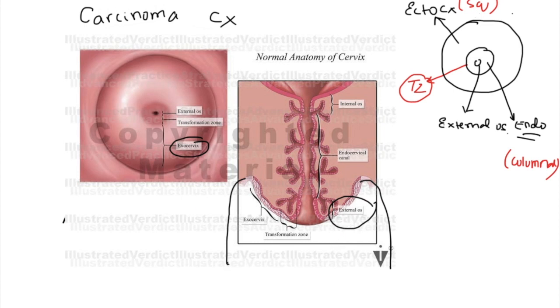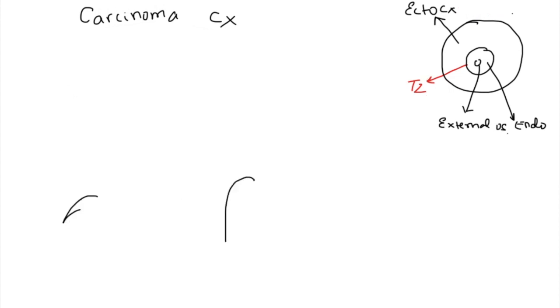Okay, fine. Now when this is clear, let's move ahead and talk about this in detail. We have to understand the transformation zone, because the whole carcinoma cervix revolves around this one concept. If this is understood, carcinoma cervix will be clear. Now, is this transformation zone constant?